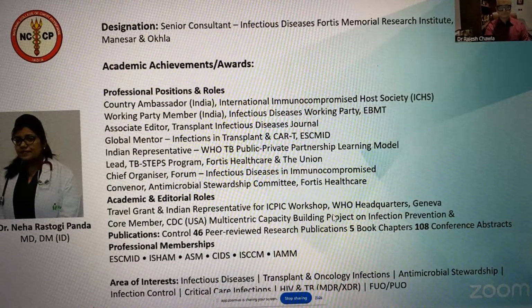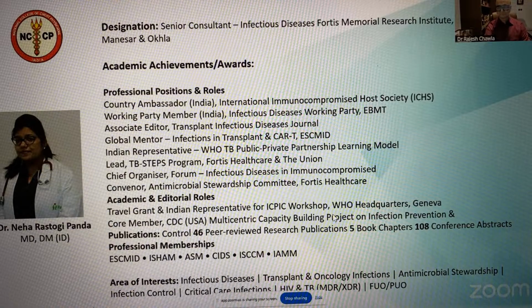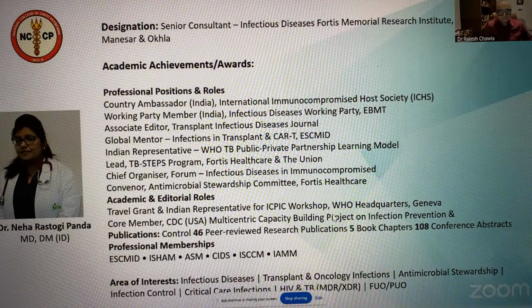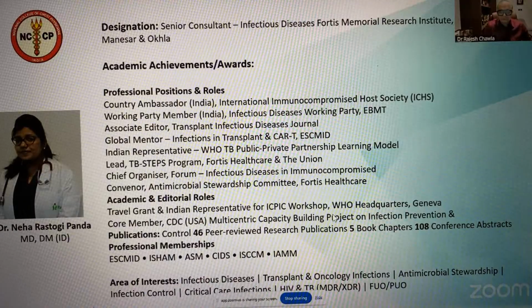She has had a travel grant, is an Indian representative for the ICFIP workshop at WHO headquarters in Geneva, and is a co-member of the CDC multi-centric capacity building project on infection prevention. She has 46 peer-reviewed research publications, 5 book chapters, and 108 conference abstracts. She's a professional member of ESCMID, ISHAM, ASM, ISCCM, and IAMM. So, we welcome our accomplished speaker, Dr. Neha Rastogi-Panda. Thank you all.